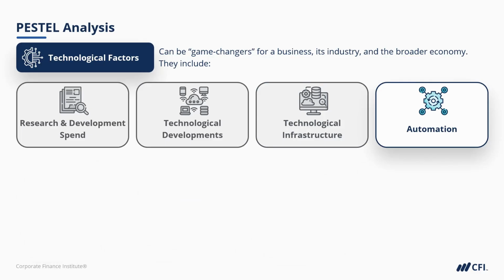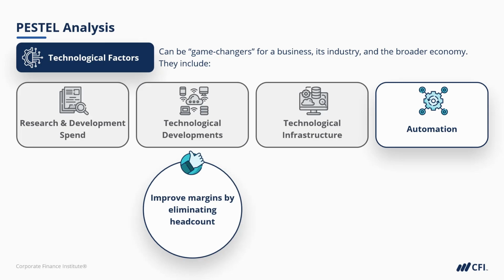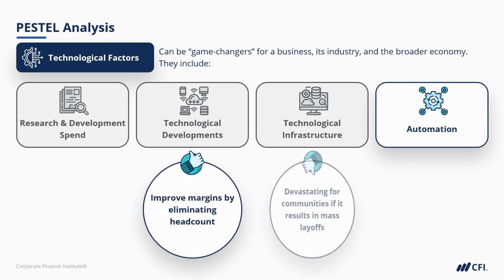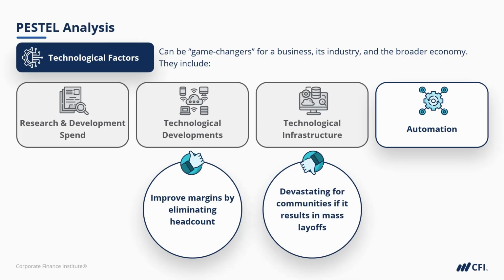Automation, too, can present enormous changes for businesses and industries. It can drastically improve margins by eliminating headcount, but it can also be devastating for communities and for the broader economy if it results in massive layoffs and unemployment.